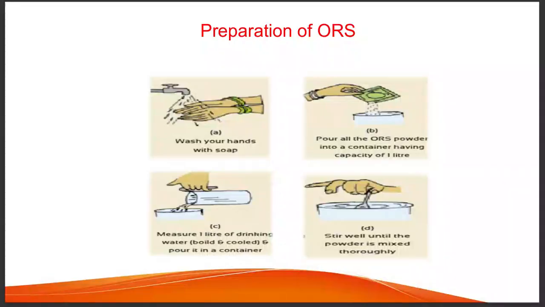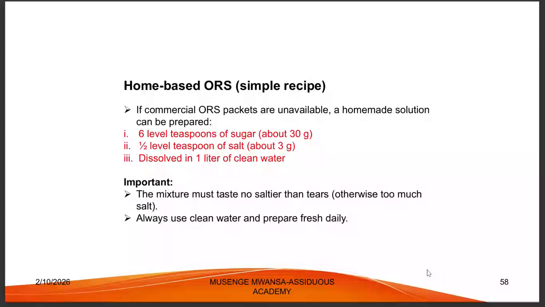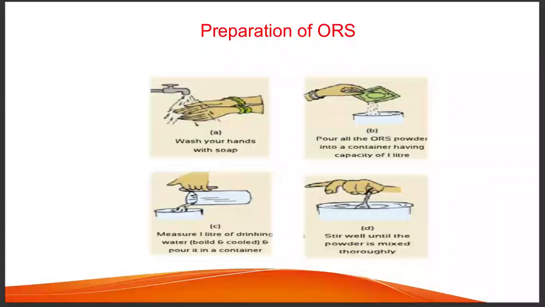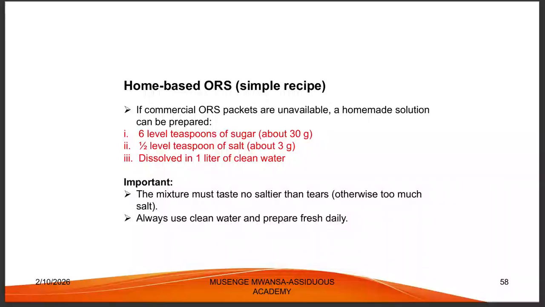Okay. The way you prepare the ORS, you wash your hands, pour all the ORS powder into a container which has the capacity of 1 liter. Measure 1 liter of drinking water, which is boiled and cooled. So you first boil the water and then you cool it. You pour it into the container where you had put your ORS sachet, and then you stir well until the powder is mixed thoroughly. It is easy. You need to know how to prepare it. These questions do come.